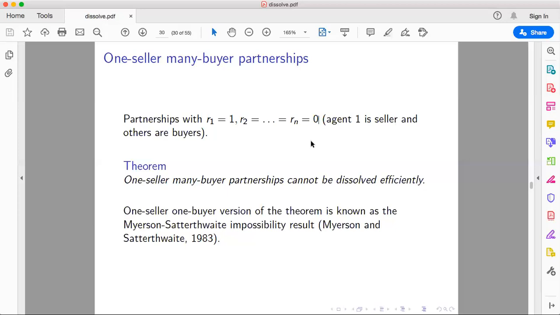The special case of this is the bilateral trading model, where there are just two agents, one buyer, one seller.